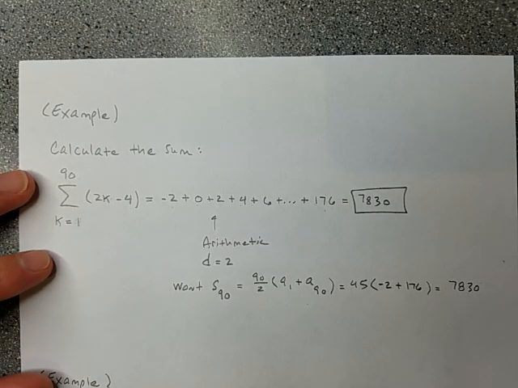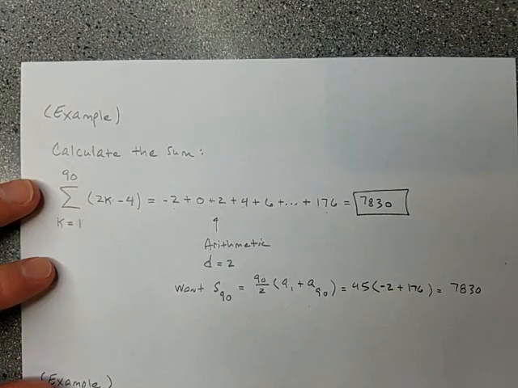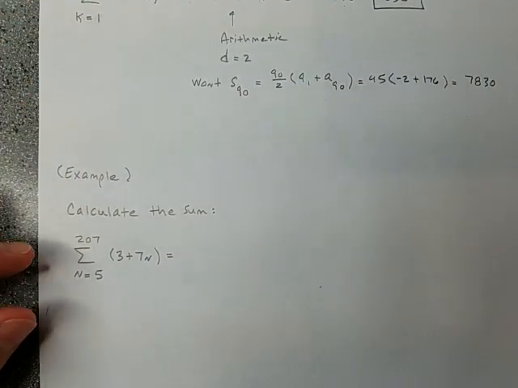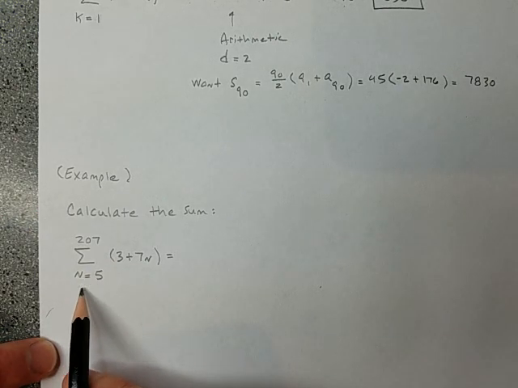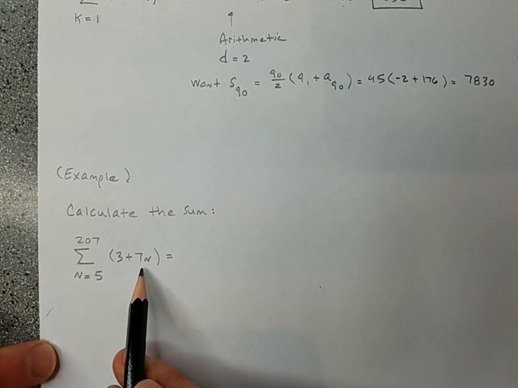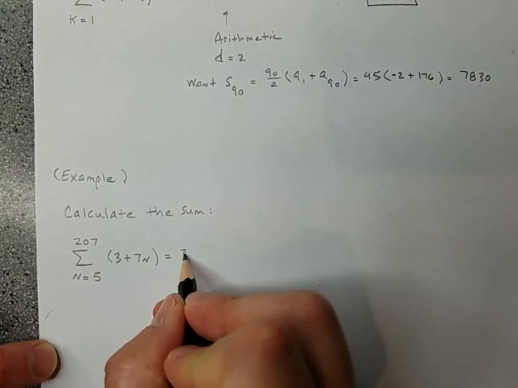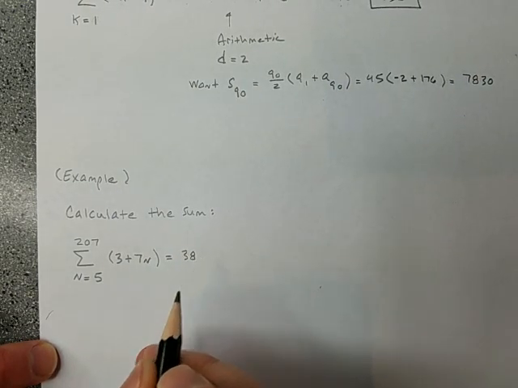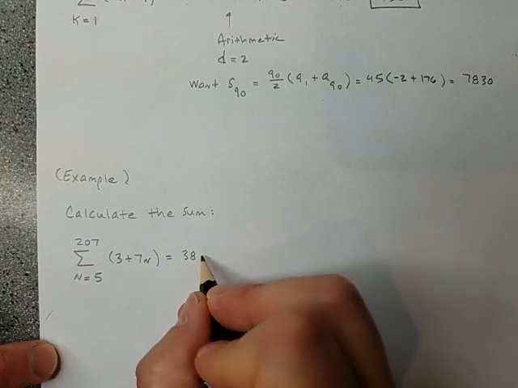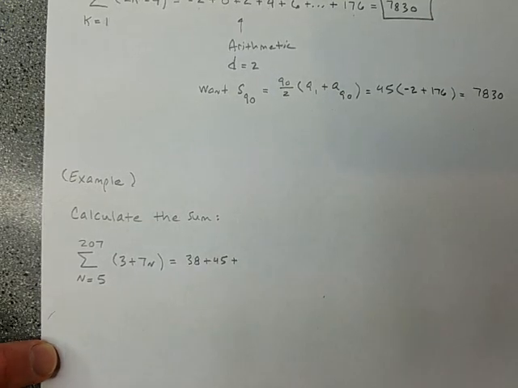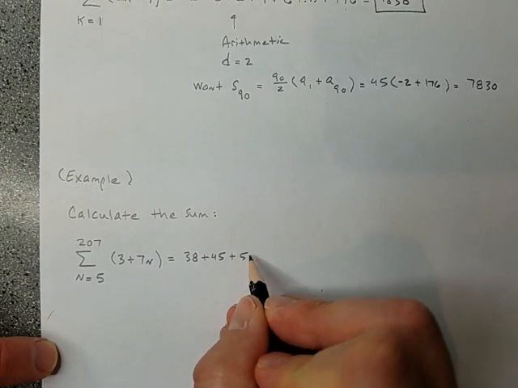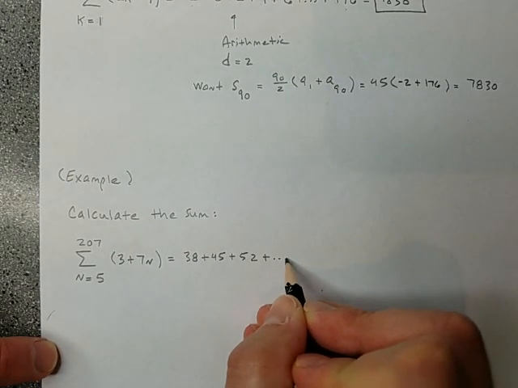Let's do one that involves a little more thinking. It says calculate the sum again. What's that going to look like? So we start the counting at 5. If I put 5 in there, I'm going to get 38. So the first term is 38, right? And then the next term is going to be 45. And then the next term is going to be 52. And it keeps going, right?